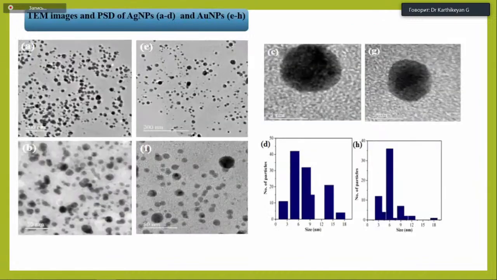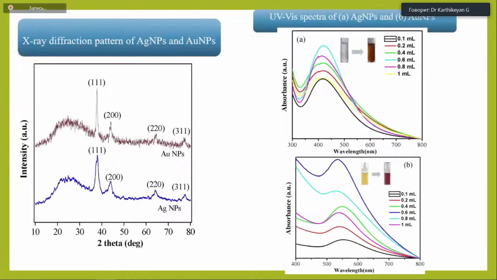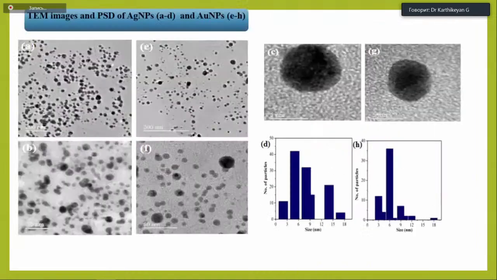So now, after determining the oxidation state and the spectral structures, the transmission electron microscopy and the particle size distribution have been well determined with the TEM images A, B, and C, A to D, and E, F, G. So here we can confirm the formation of nanoparticles with the respective PSD, and the particle size distribution calculated was 9 nanometer for AgNPs and 7 nanometer average size for the gold nanoparticles.